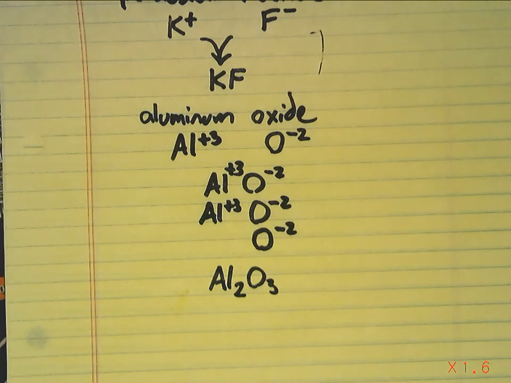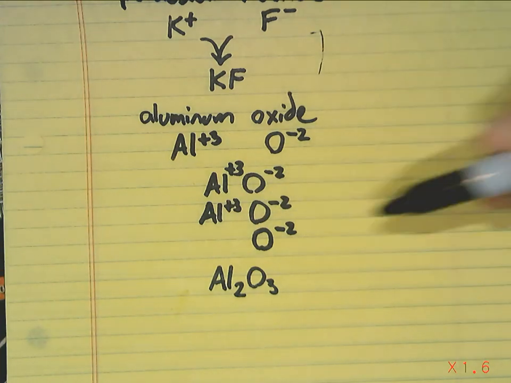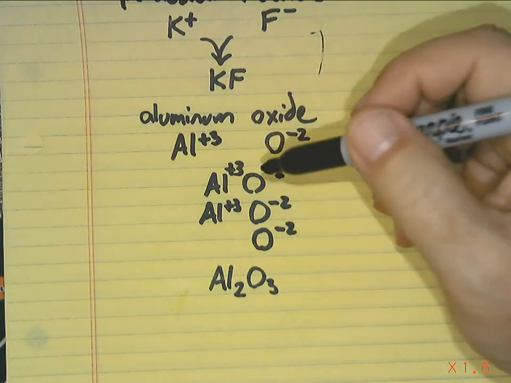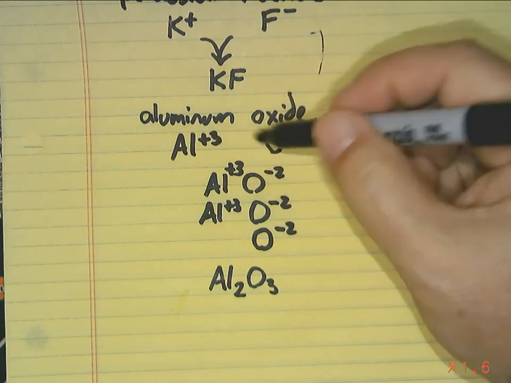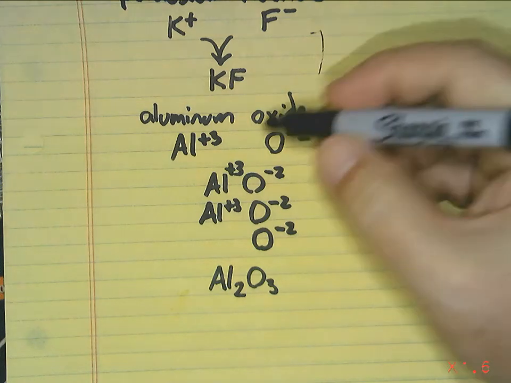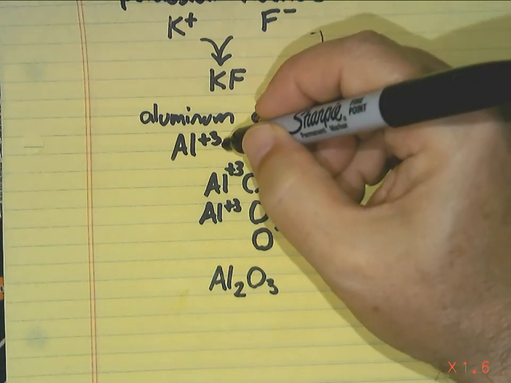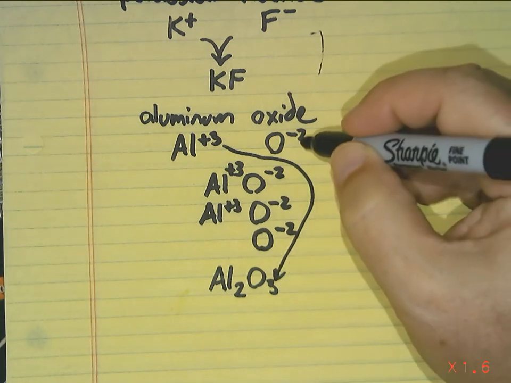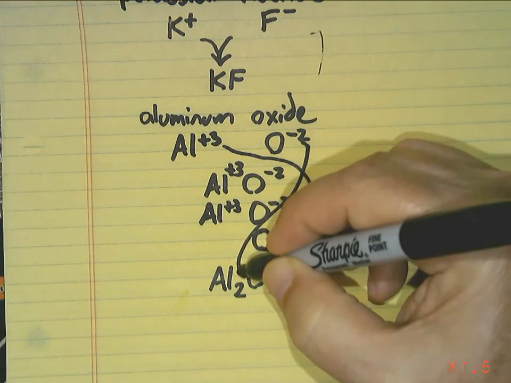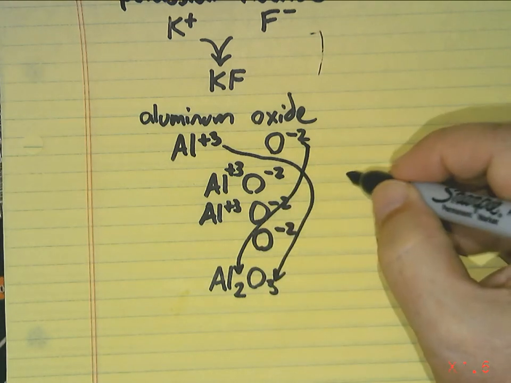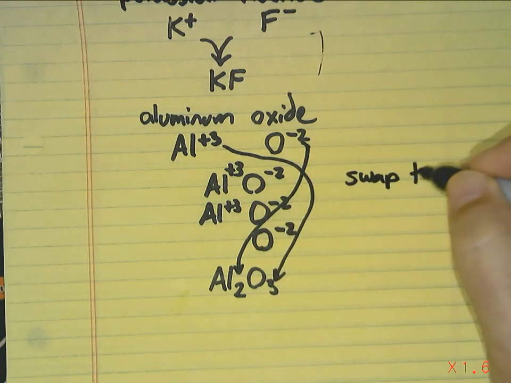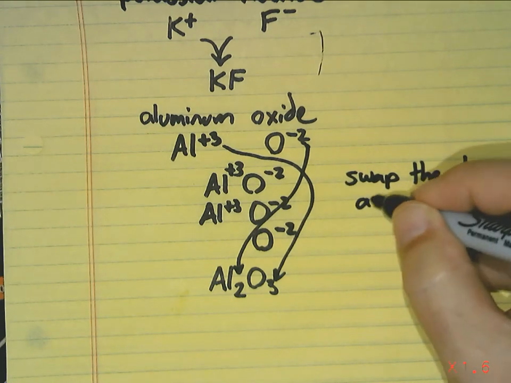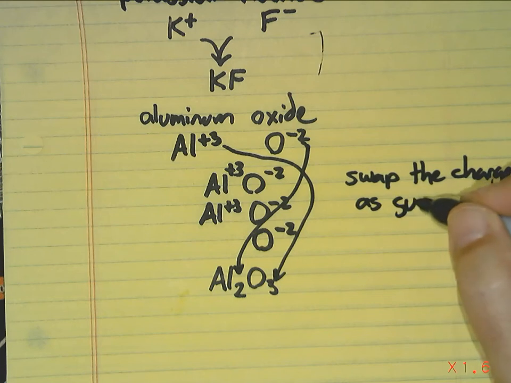Now, notice something. We worked this out logically, but there's a shortcut that you can take sometimes. When you have 2 ions with different charges, you can do this trick. Take that 3, and it's going to end up there. Take this 2, and it's going to end up there. So in other words, you can swap the charges as subscripts.